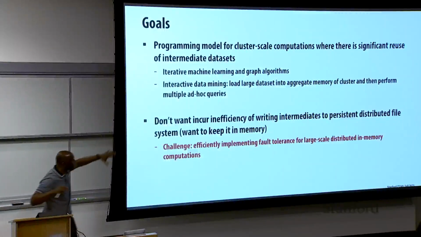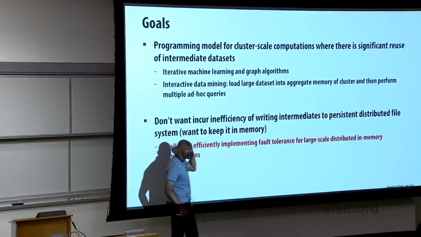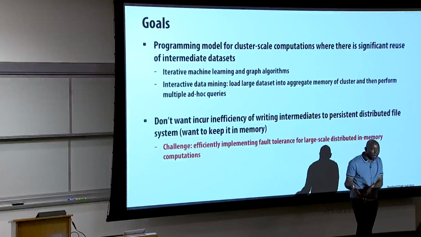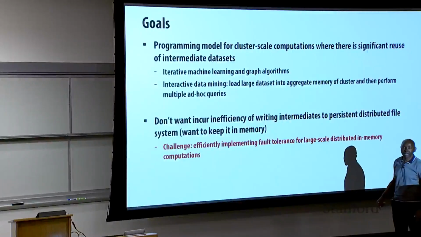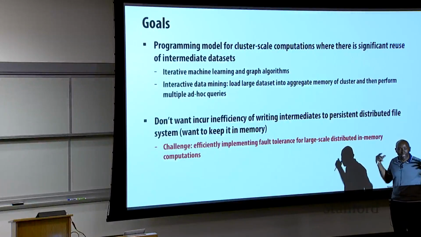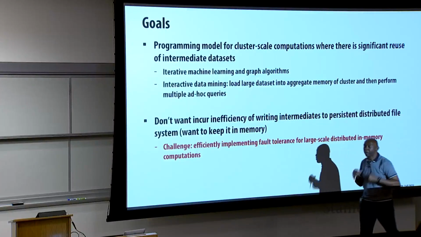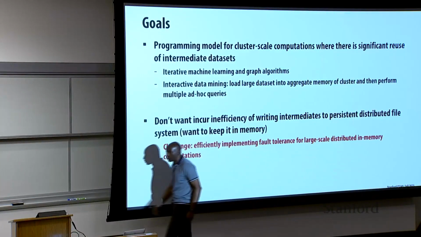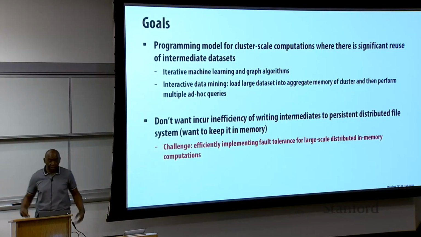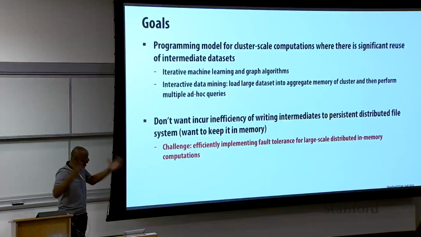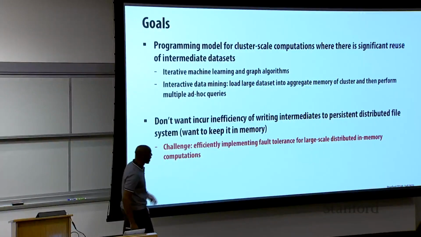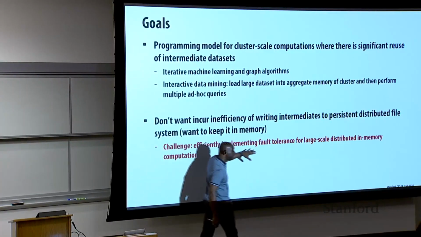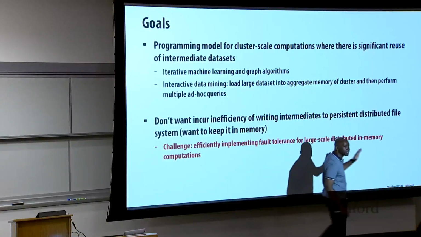So you don't want to incur the inefficiencies of writing the intermediate data to the disk, because we said that's a low bandwidth, low performance data path, and what you want to make sure is to intensively use the high performance, high bandwidth data path between the CPU and memory. Okay? So the challenge then, of course, is how do we make sure that we can efficiently implement fault tolerance for this large-scale distributed memory, right?